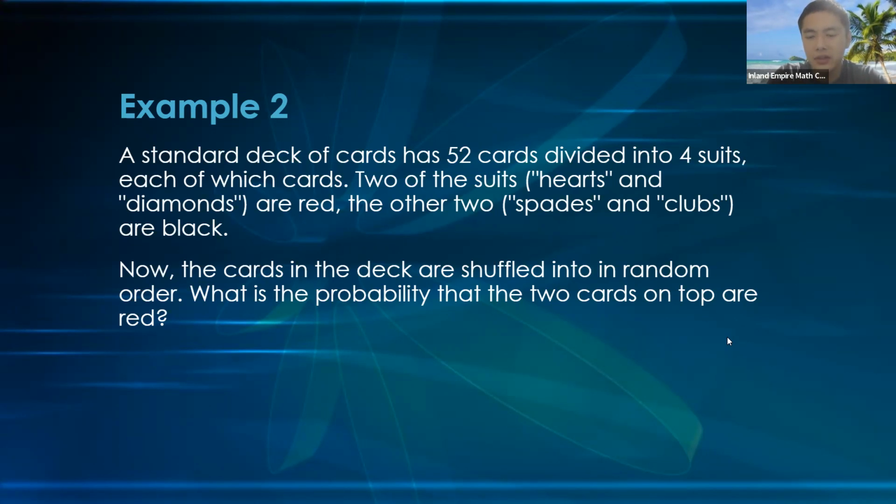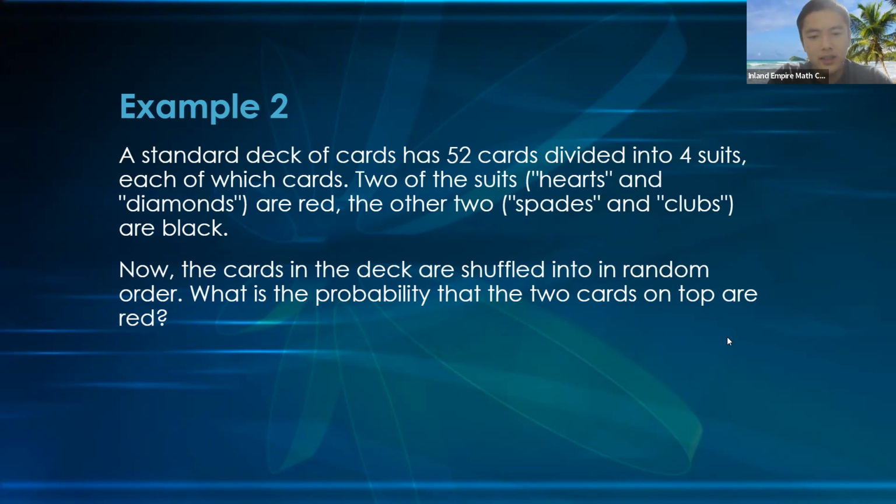And the other 2 suits are spades and clubs, and these are black. It should be pretty intuitive, right? When you have a set of playing cards, you have 4 different types of shapes. 2 of them are red, hearts and diamonds. The other 2 are black, spades and clubs.